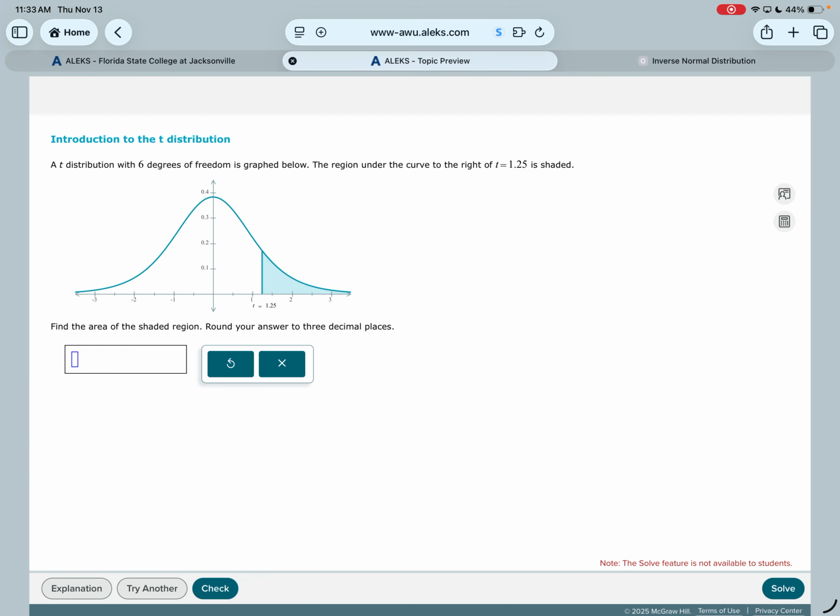The T distribution. All right. So you know the chart that looks like that we've been dealing with, the normal curve, and we talked about Z-scores, right? The T distribution is the same exact thing as Z-score, but if you are sampling less than 30 people, it's better to use a T distribution than it is a Z-score.